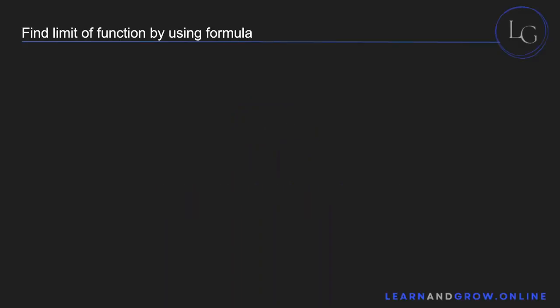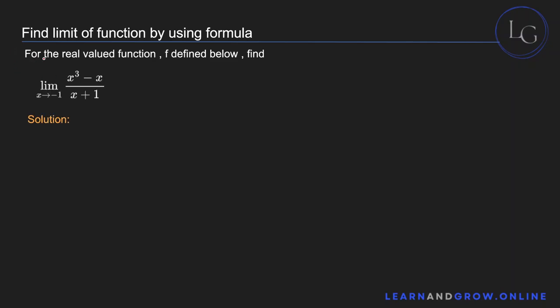Now let's find the limit of a function by using the formula. Now, for a real valued function, this is defined. Okay, we have to find the limit of (x cubed minus x) over (x plus 1) as x approaches -1.